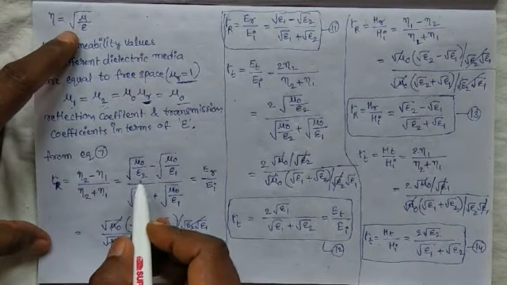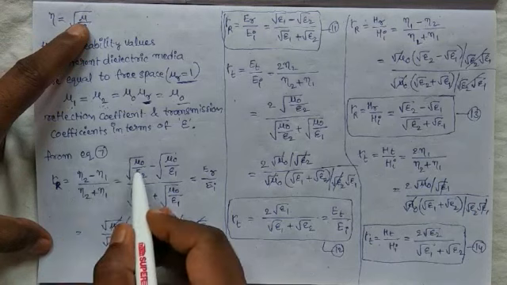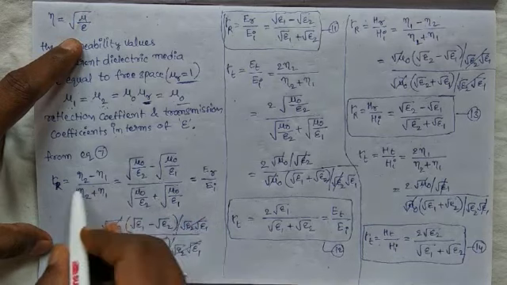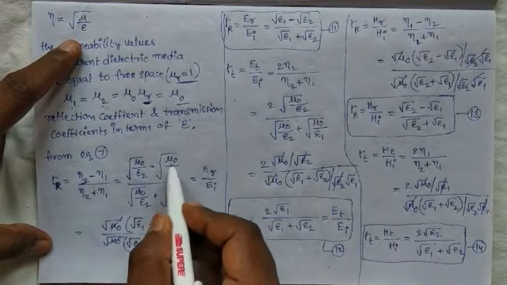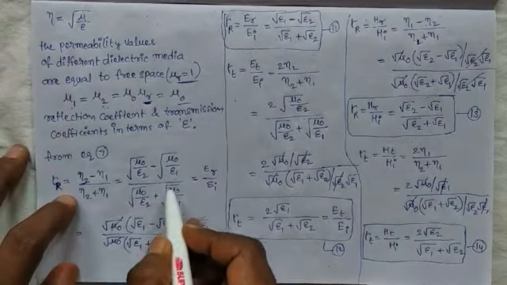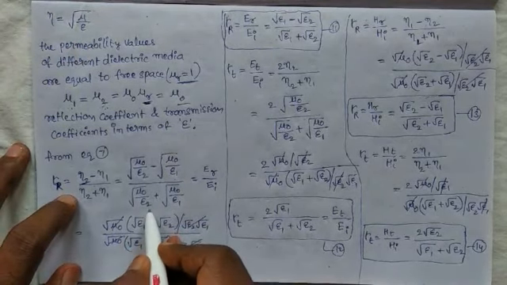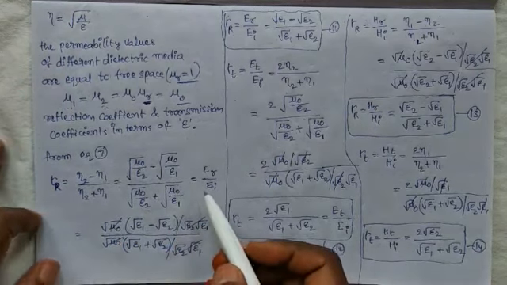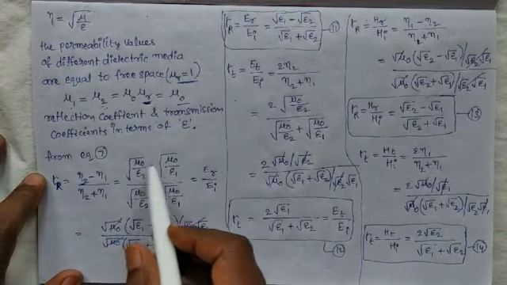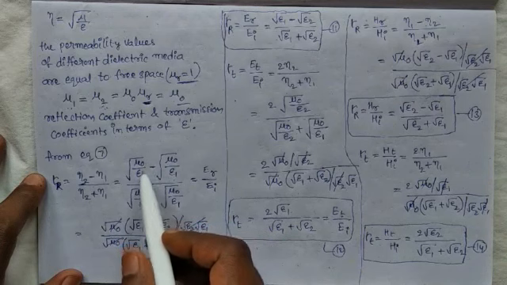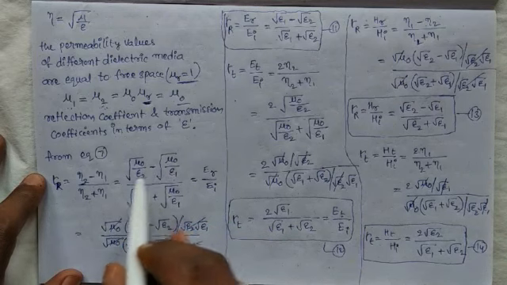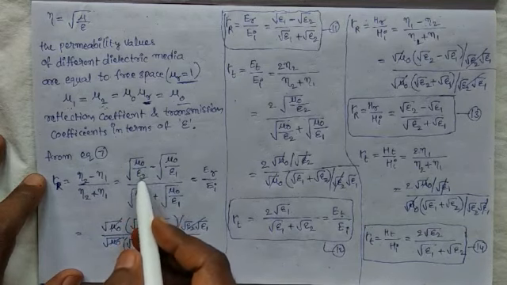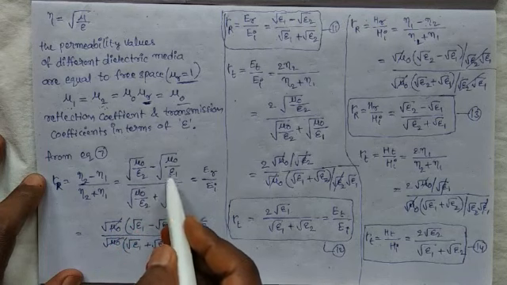Eta 2 is the square root of mu 2 by epsilon 2, that is, mu naught by epsilon 2 in the second medium, minus the square root of mu naught by epsilon 1 in the first medium, divided by the square root of mu naught by epsilon 2 plus the square root of mu naught by epsilon 1. Here we are simplifying this equation. In the numerator I am taking root mu naught common, giving 1 by square root of epsilon 2 minus 1 by square root of epsilon 1.